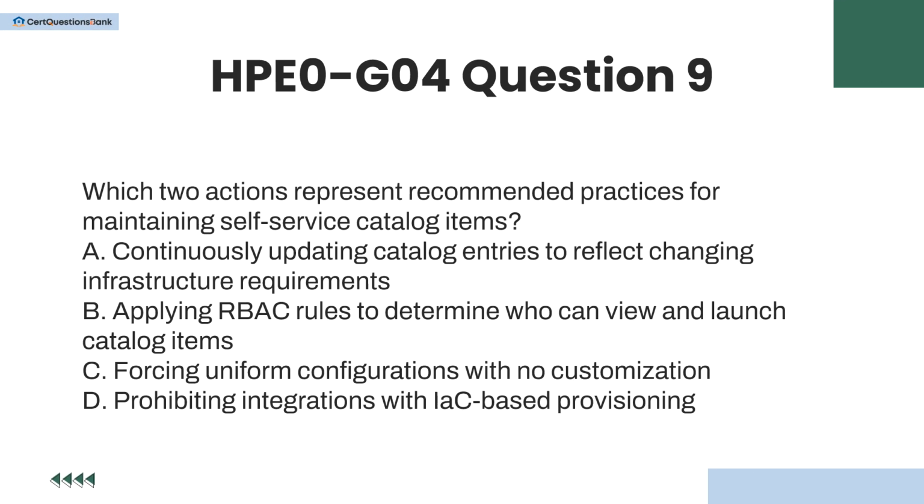Which two actions represent recommended practices for maintaining self-service catalog items? A. Continuously updating catalog entries to reflect changing infrastructure requirements. B. Applying RBAC rules to determine who can view and launch catalog items. C. Forcing uniform configurations with no customization. D. Prohibiting integrations with IaC-based provisioning.